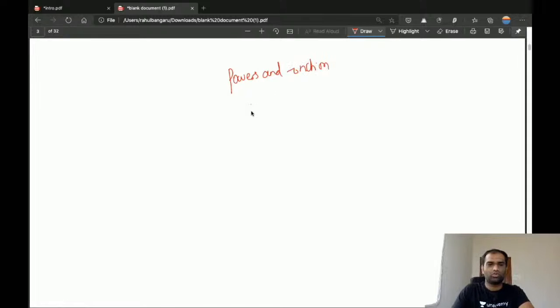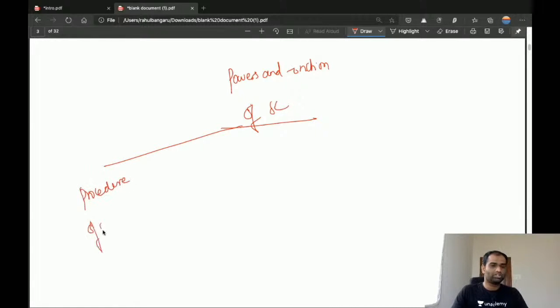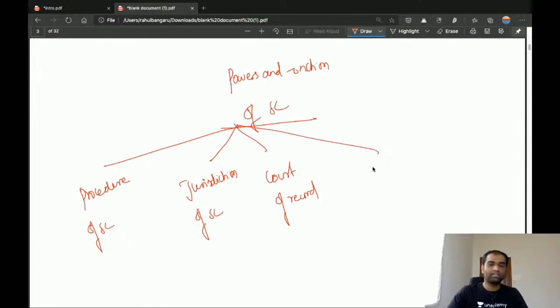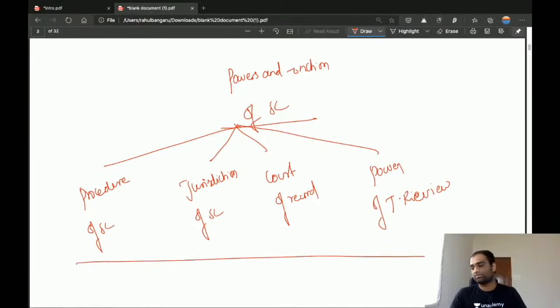Within the powers and functions of the Supreme Court, we will be discussing four things. One is the procedure of the Supreme Court, then the jurisdiction of the Supreme Court, the Supreme Court as a court of record, and lastly the power of judicial review. So these are the things that we are going to discuss in powers and functions.